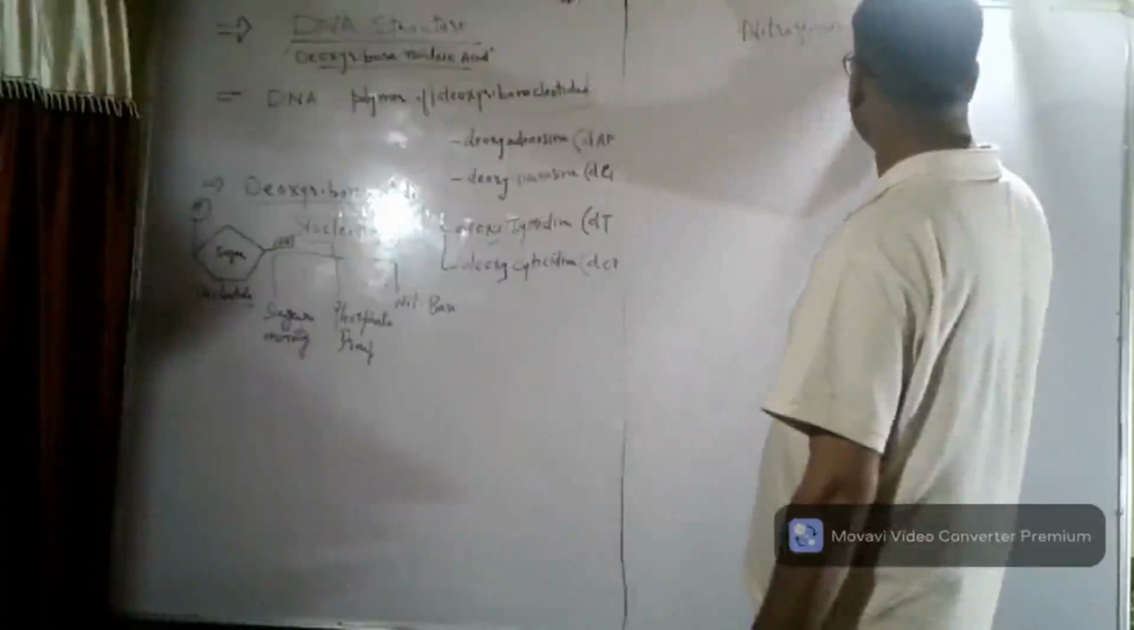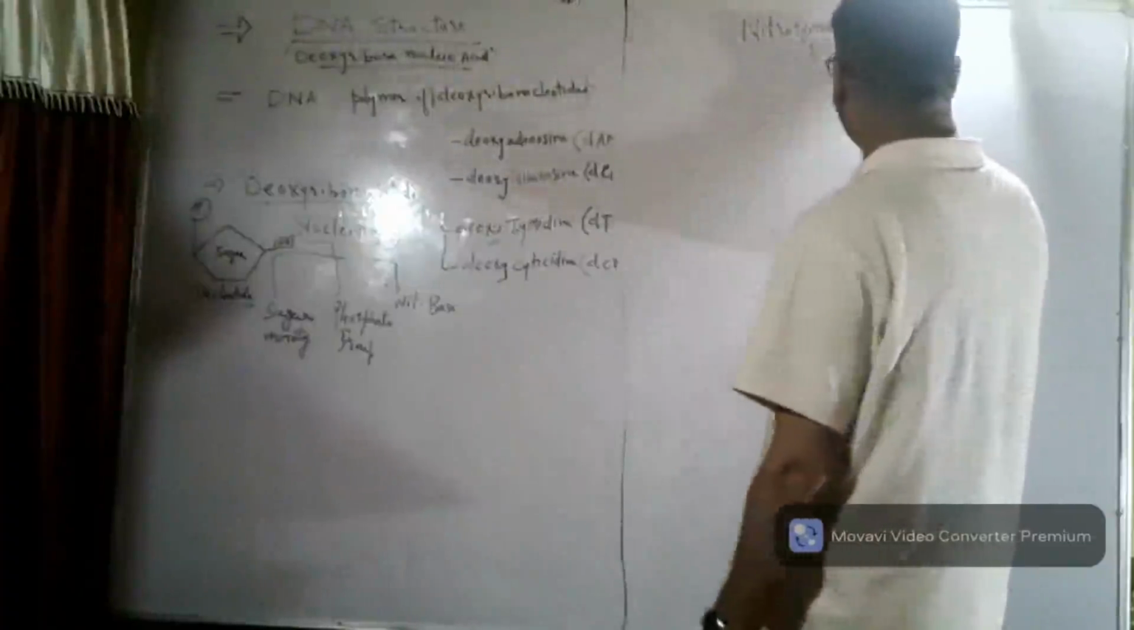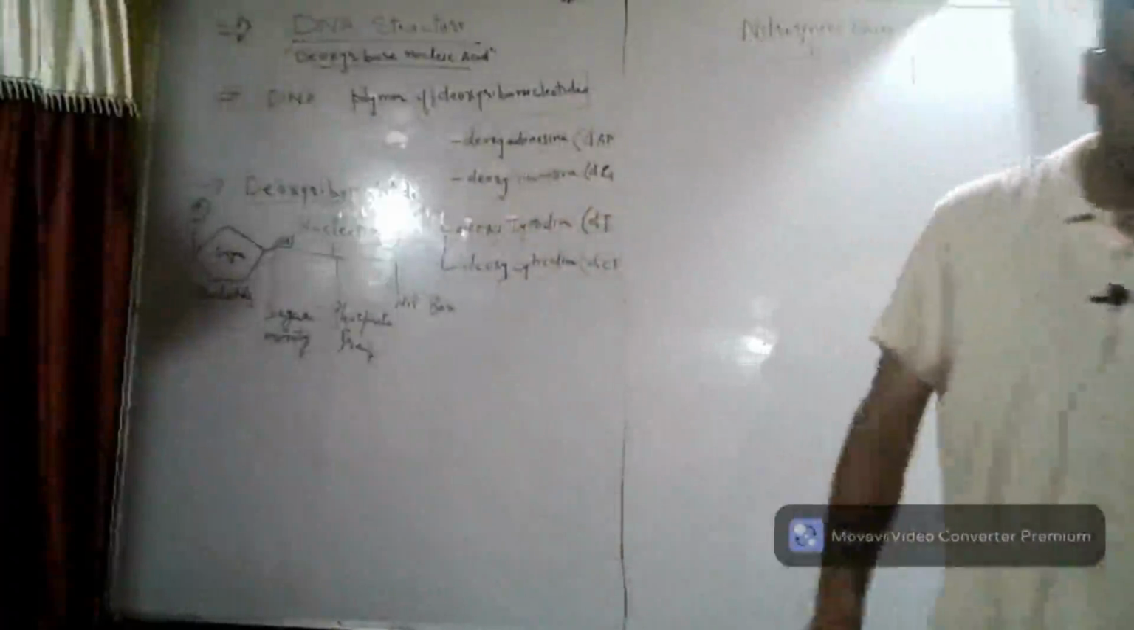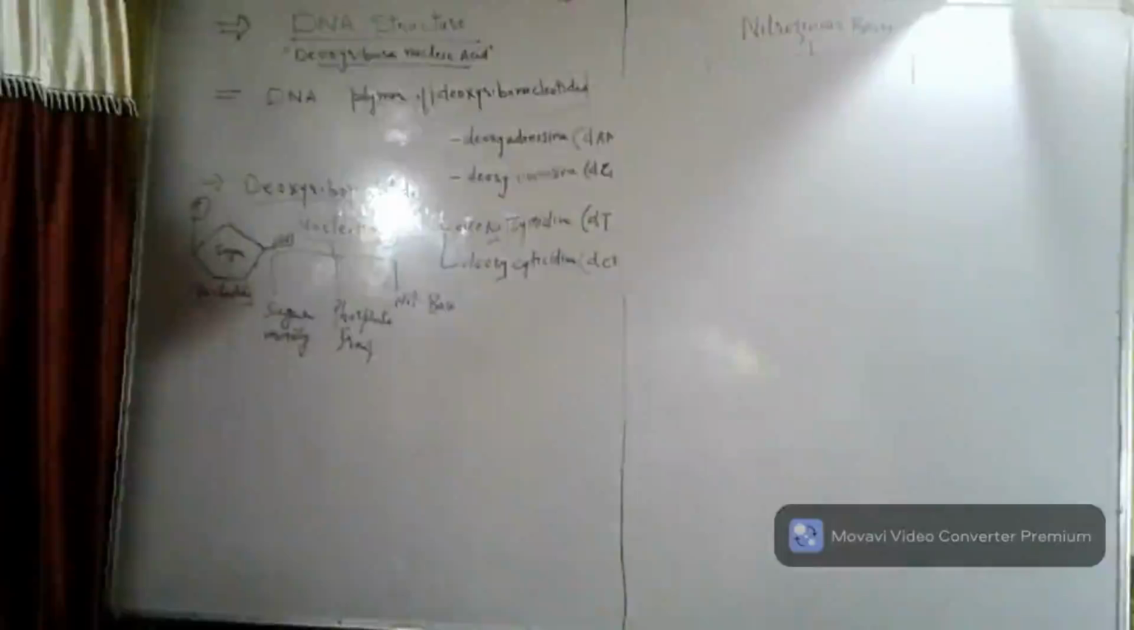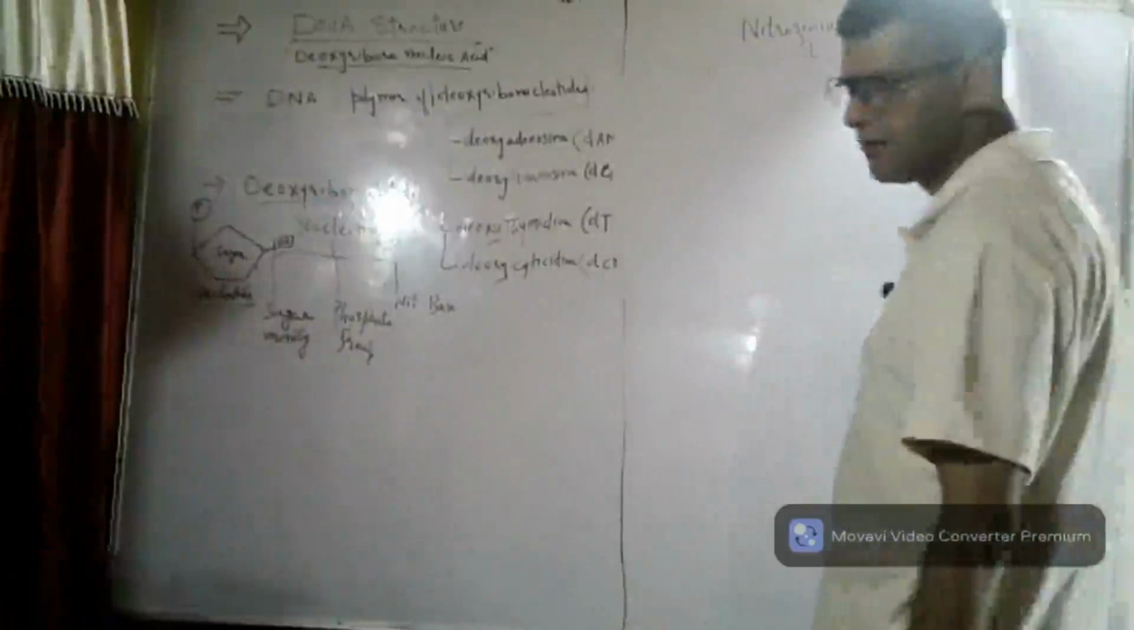Nitrogenous bases. Two types of nitrogenous bases are present in DNA. One is called purine, another is called pyrimidine.